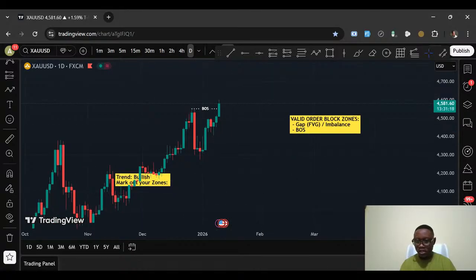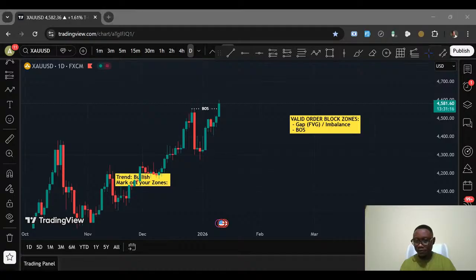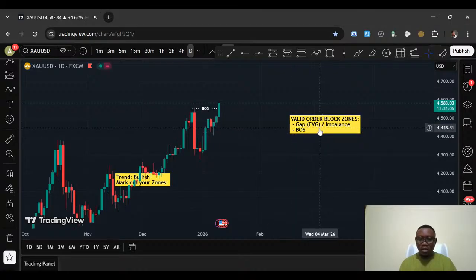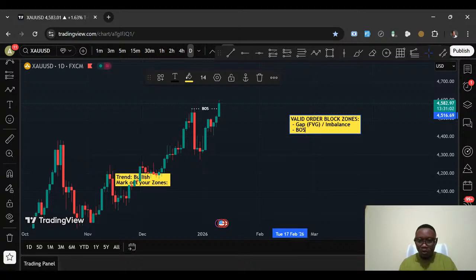Please confirm if you can see my text. All right. So there must be a break of structure, right? Thirdly, it must be unmitigated. That is, the zone must be fresh. It must be a zone that price has not tapped into. That's a valid order block zone.